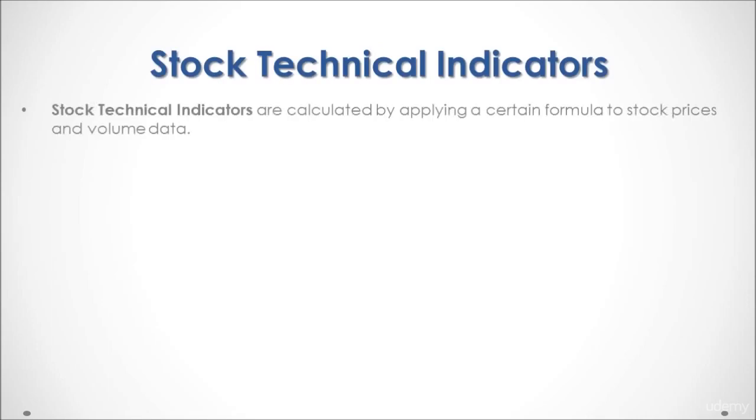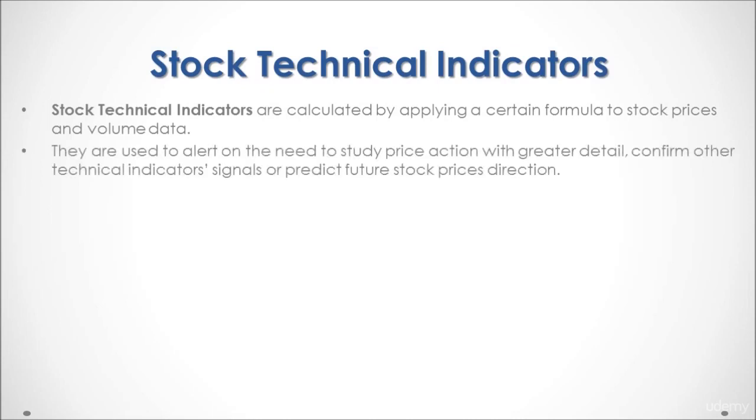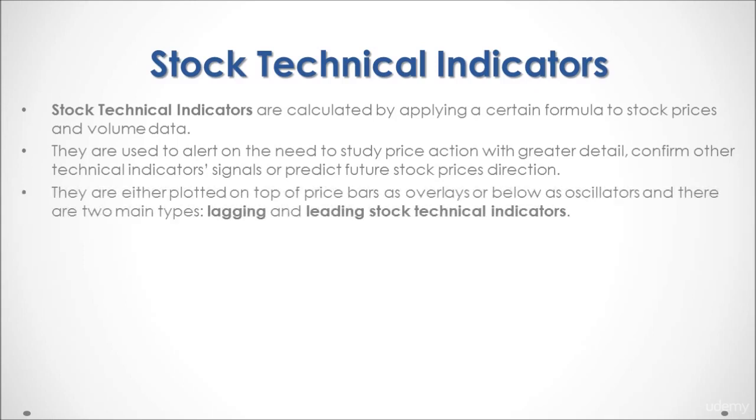Stock technical indicators are calculated by applying a certain formula to stock prices and volume data. They are used to alert on the need to study price action with greater detail, confirm other technical indicator signals, or predict future stock price direction. They are either plotted on top of price bars as overlays or below as oscillators, and there are two main types: lagging and leading stock technical indicators.